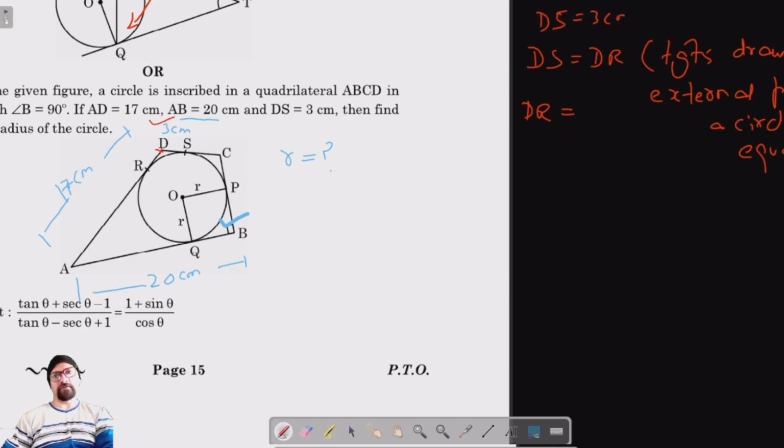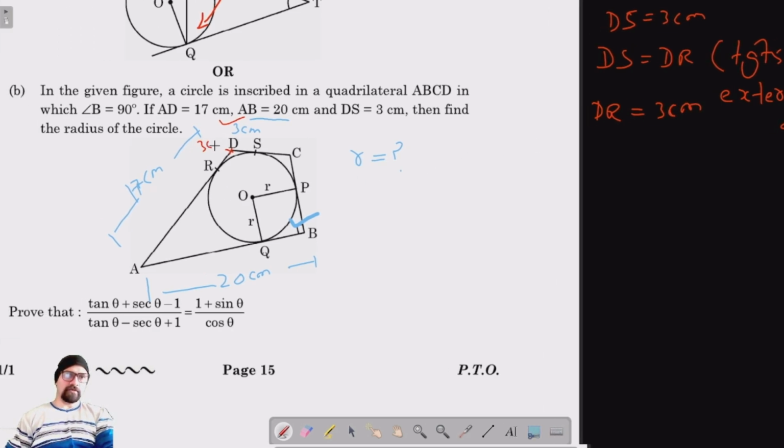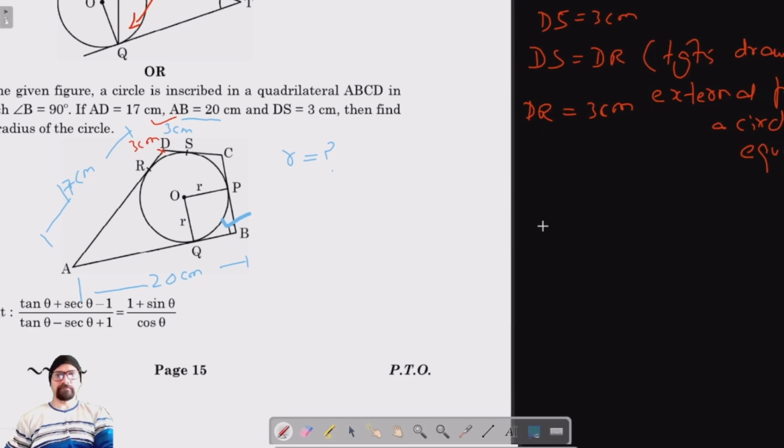And we know the value of DS. It's given that DS is equal to 3 centimeters, so that means DR is also equal to 3 centimeters. Now DR is also 3 centimeters, so we can get AR. We can find AR by subtracting DR from AD. AD is given as 17, minus DR which is 3, which is equal to 14 centimeters. So AR is equal to 14 centimeters.